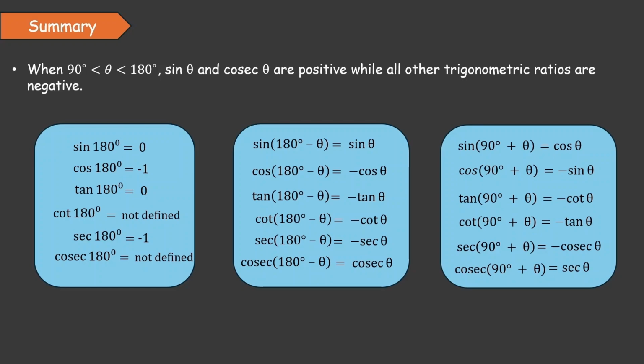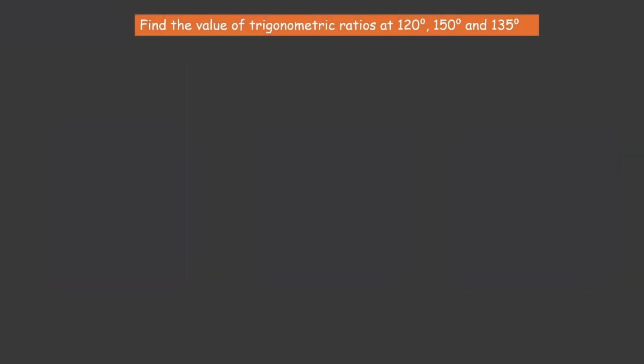Let us now move on to one question. We are going to find the trigonometric ratios for 120 degrees, 150 degrees and 135 degrees. Interestingly, here we are going to use all the formulas that we have seen so far. First of all, let us see how we can find sine of 120 degrees. Now think about it. You can write 120 degrees as 180 minus 60. You can also write it as 90 plus 30. Let us write it as 180 minus 60 for now.